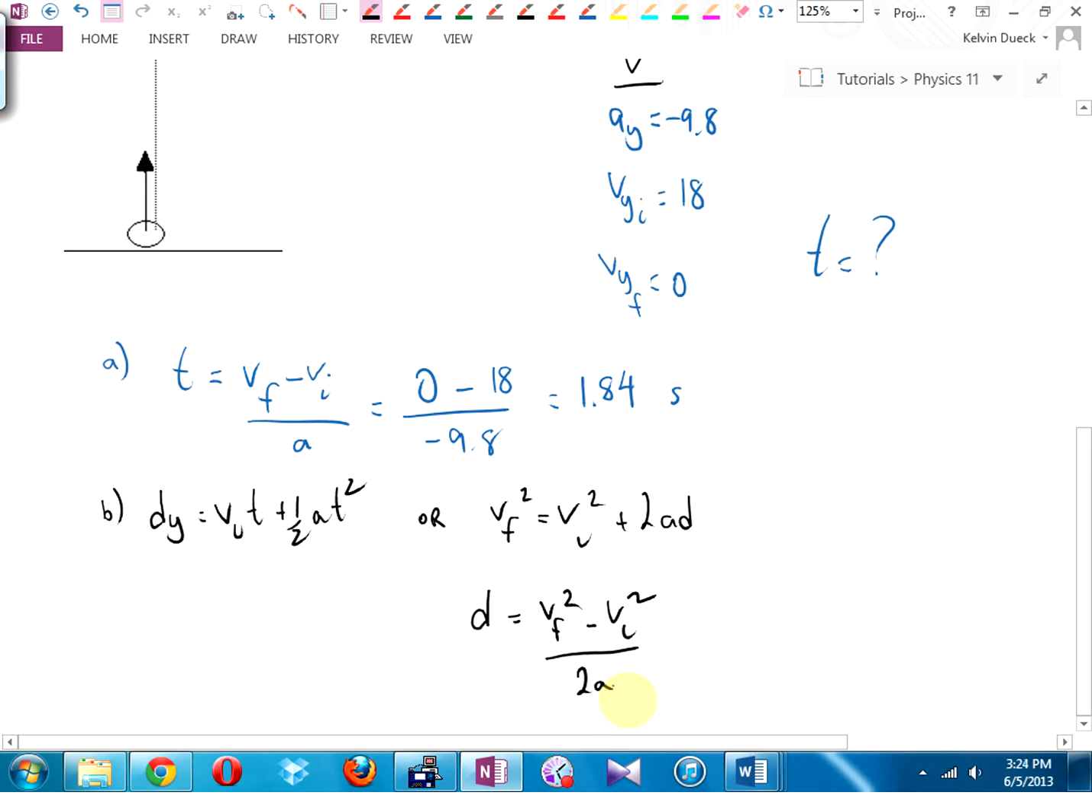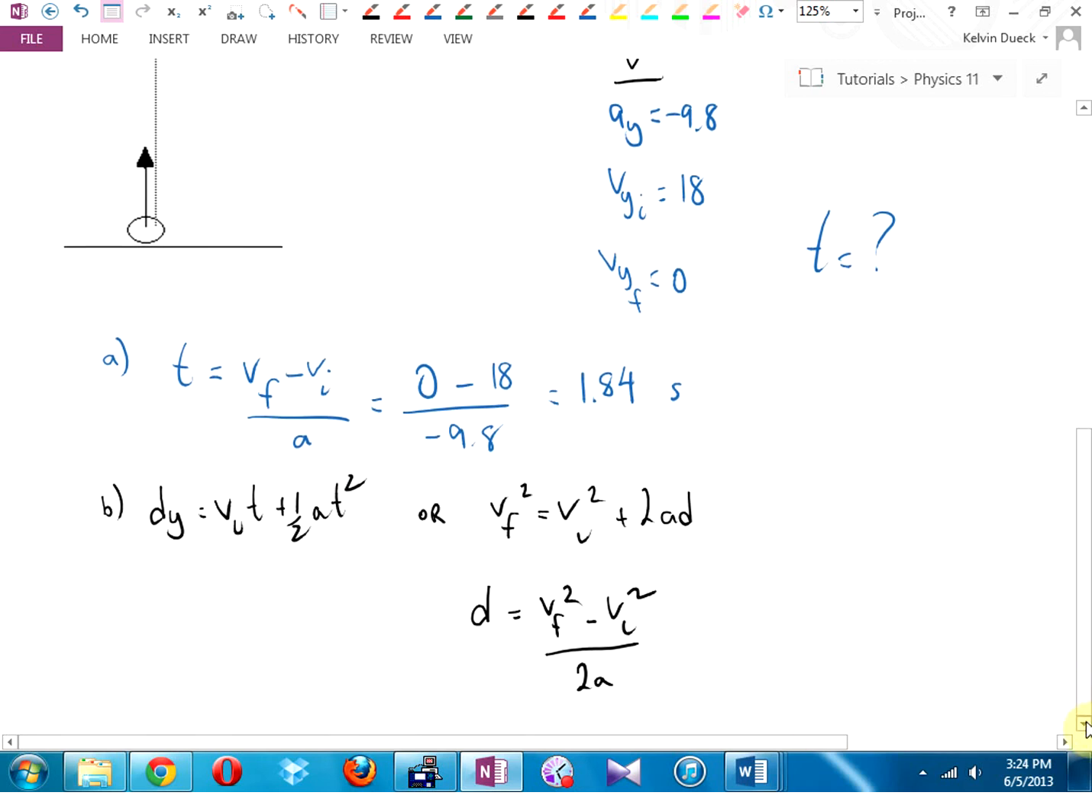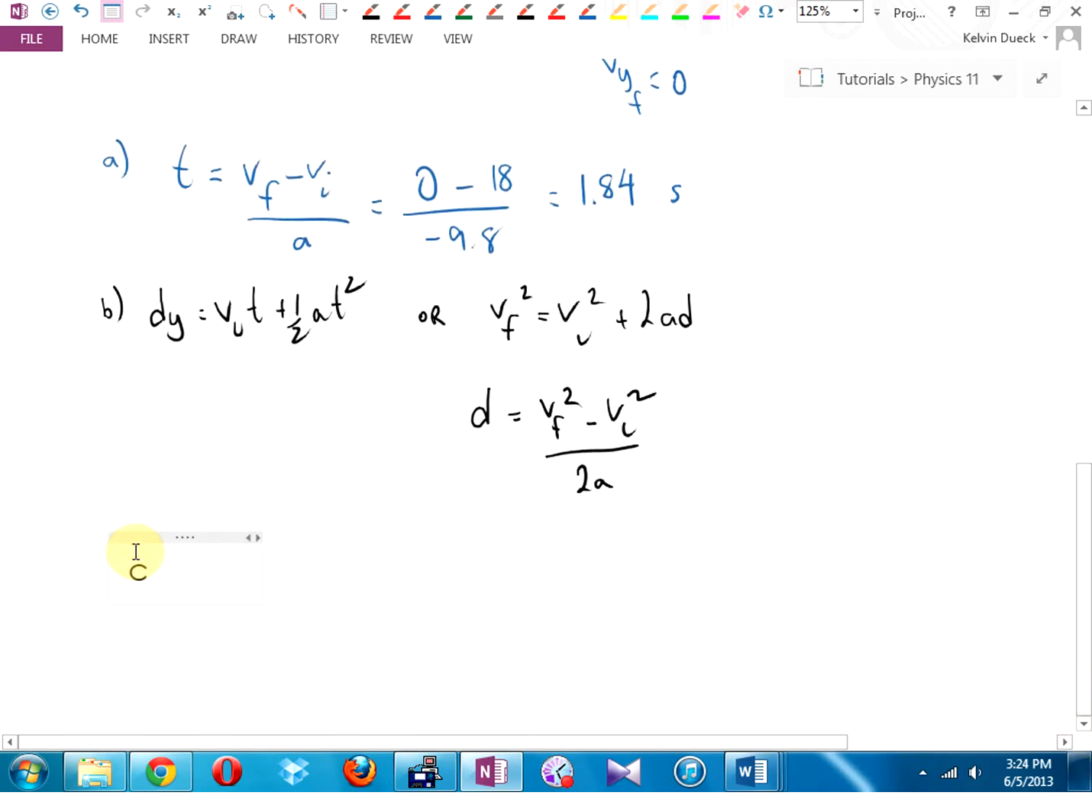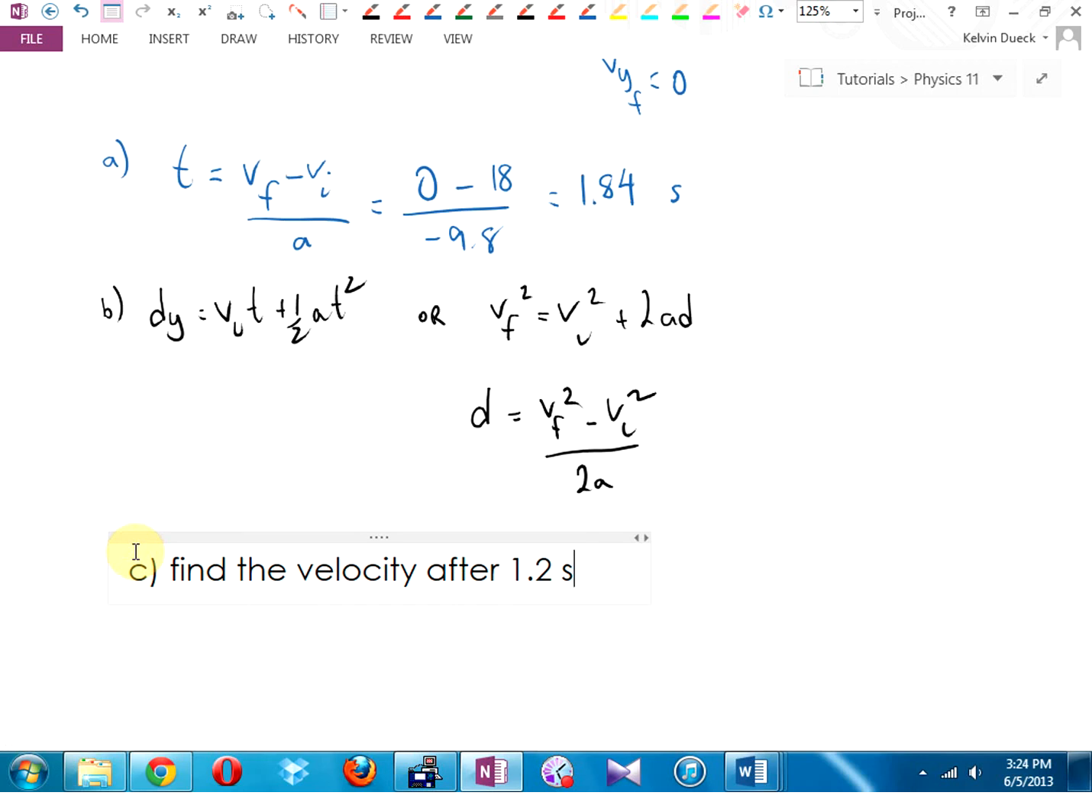What else could I ask from the ground level straight up? I could say, find the velocity after 1.2 seconds. All I would do then is use V final equals V initial plus AT. In fact, hey, let's add a part C. By the way, how many seconds was it to get to the top? 1.84. Is it on the way up after 1.2 seconds or on the way down? Yeah. Up.